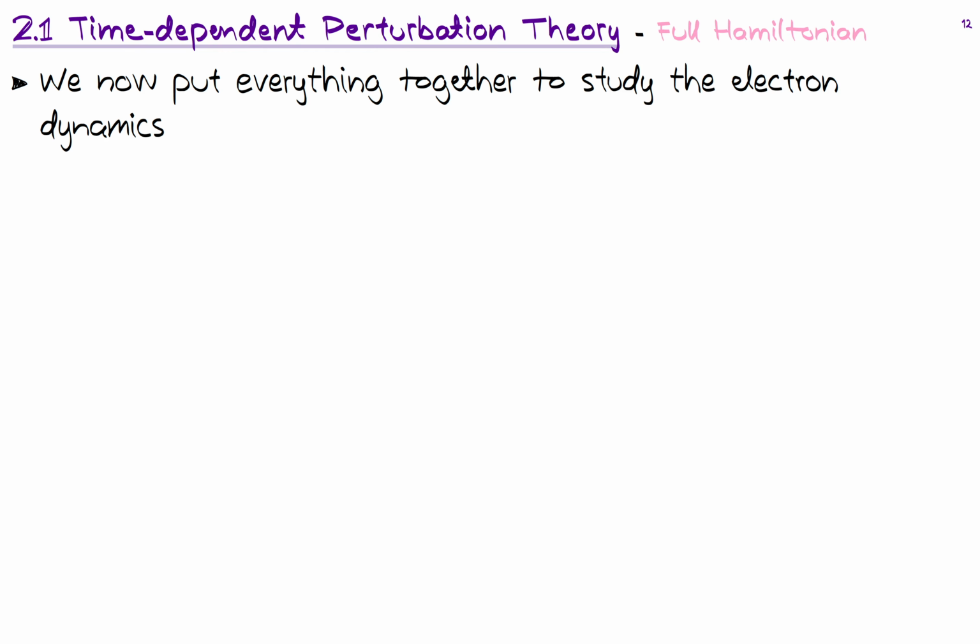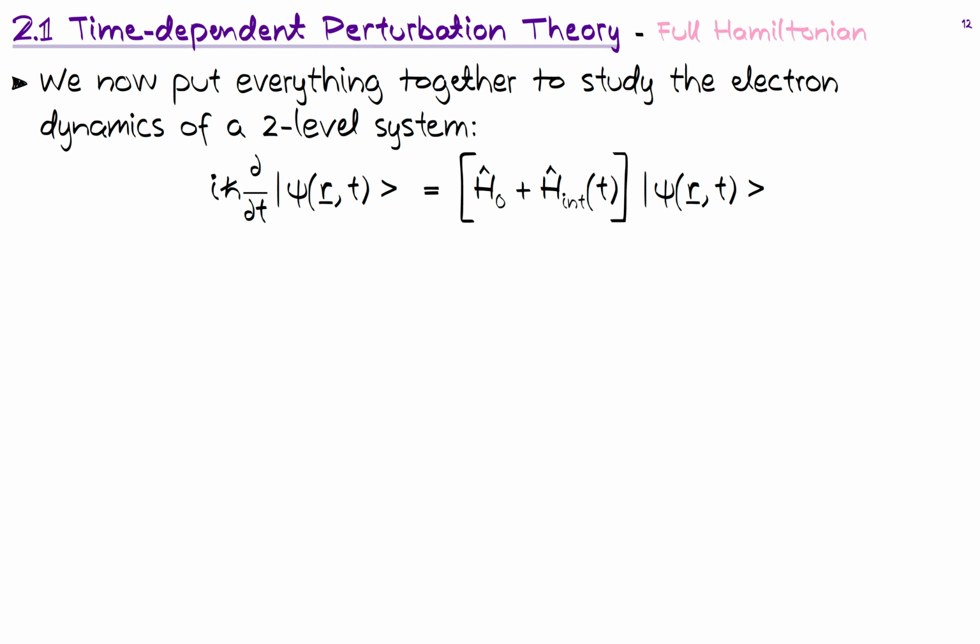Okay, now we are almost there. We just really need to solve the actual system, so we can now put everything together and look at the electron dynamics in this simplistic two-level system. So we have this Schrödinger equation of this form, and now we are in a location where we can place in the actual form for the interaction Hamiltonian.